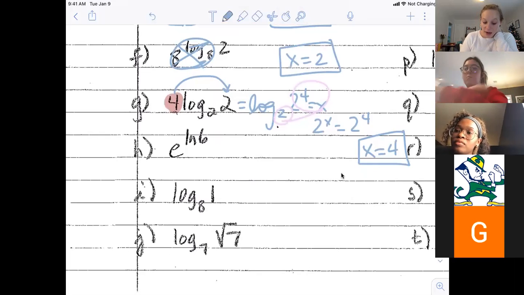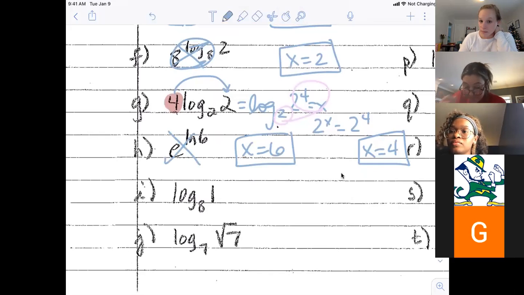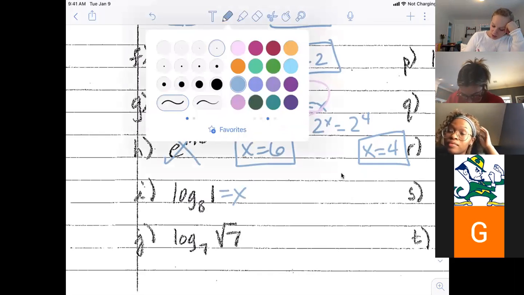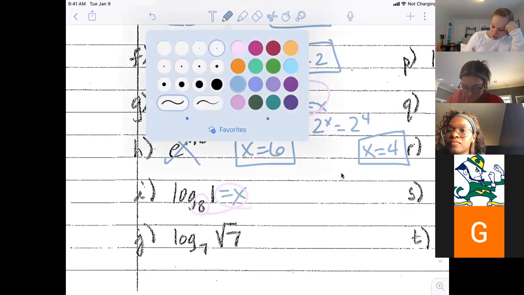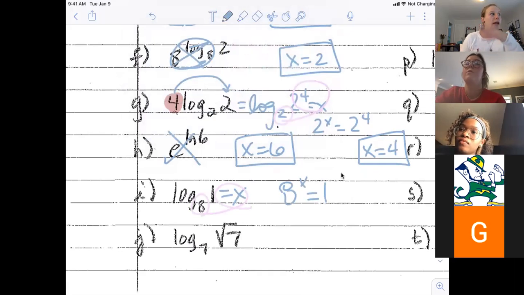H is a lot like letter F. e raised to the ln of 6. Well, e and ln cross each other out, and so my answer is just 6. Next, log base 8 of 1 equals x. Log roll: 8 raised to the x equals 1. 8 raised to what number? Very good, thank you.